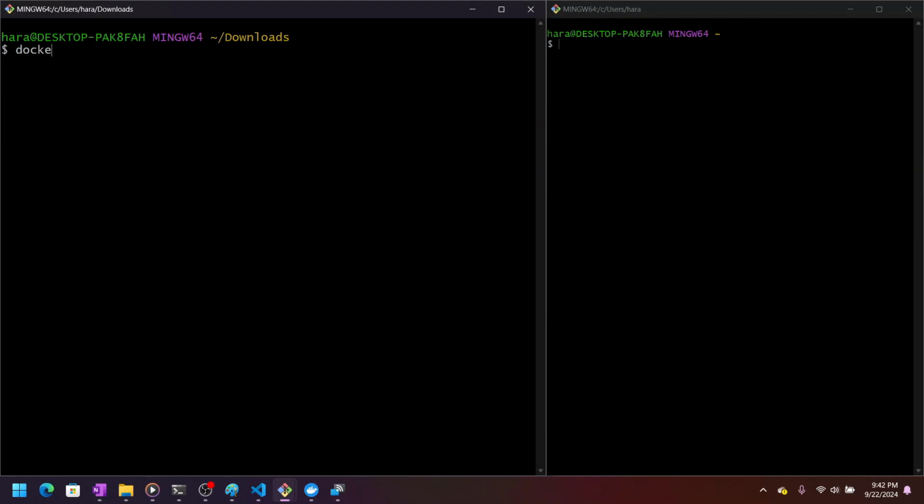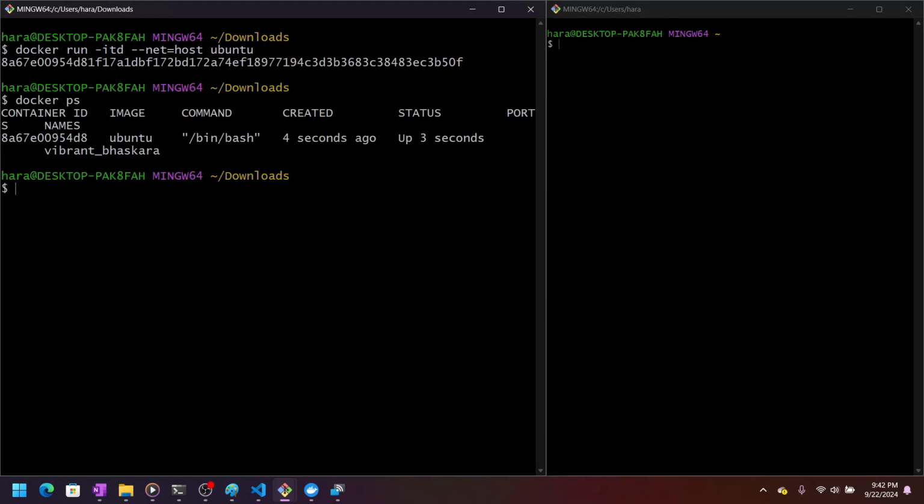Now I will spin up the Ubuntu container. Docker run -itd --network host ubuntu. Let's run docker ps. I have a container running, and what I will do is docker inspect.